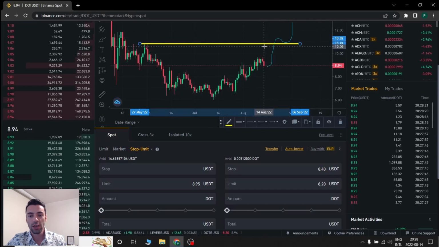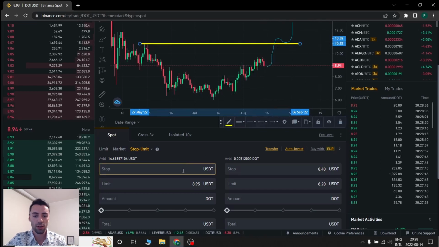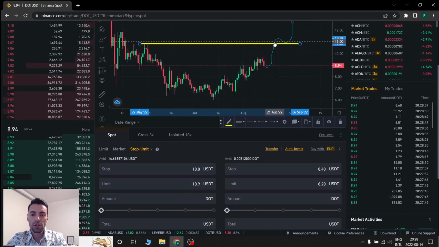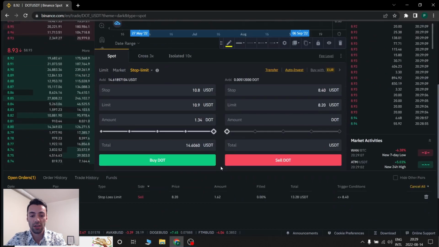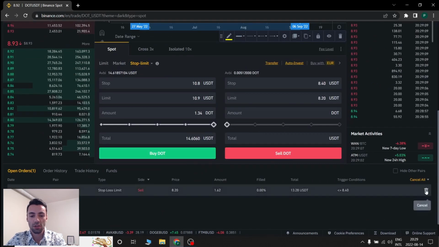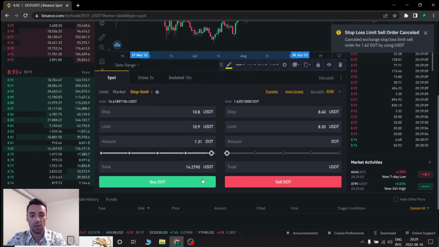It's 10.82. So I just put here 10.8, for example. When it reaches this price, at most we buy it at, I don't know, 10.9. So this order is going to activate at 10.8, and it will completely buy any amount of Polkadot that we want at 10.9. So let me first cancel that one, we don't want it, and buy.